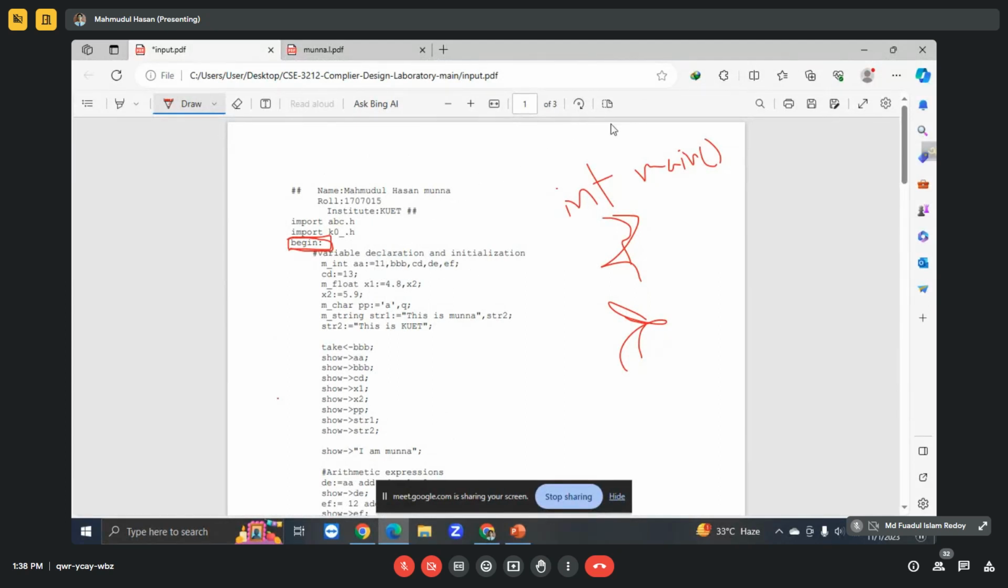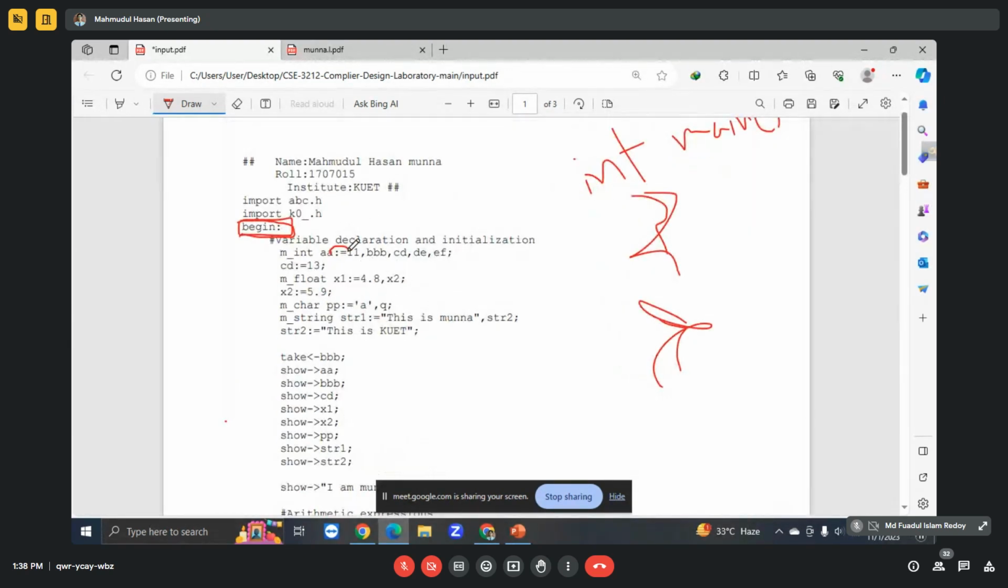And here I use colon equal. Is it visible? Colon equal. So here I use colon equal to represent assignment. This assignment is not the same as C because it is my language, so it totally depends on me how I define assignment. And this is the integer data type, that is m underscore integer.